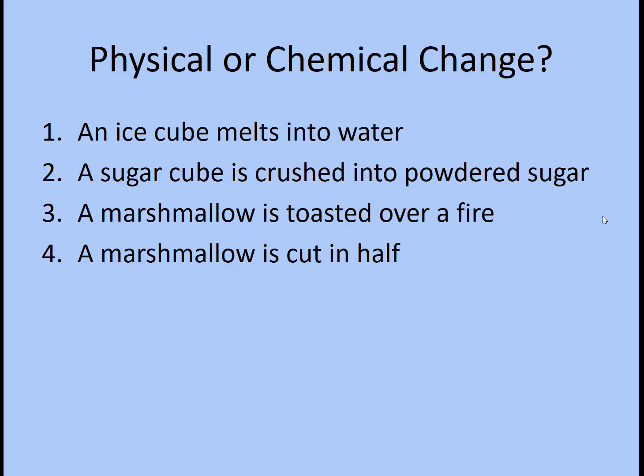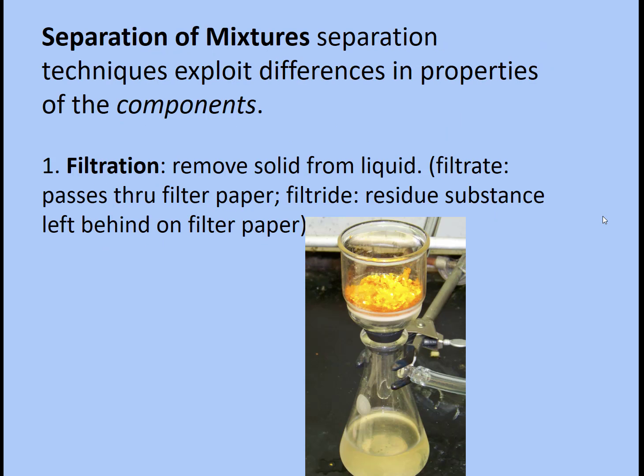Okay, let's come back. I think I already gave this example. An ice cube melts into water. That is a physical change. A sugar cube is crushed into powdered sugar. Also physical change. It's still sugar. A marshmallow is toasted over a fire. This would be chemical change because now I have a toasted marshmallow. A marshmallow is cut in half. A physical change.